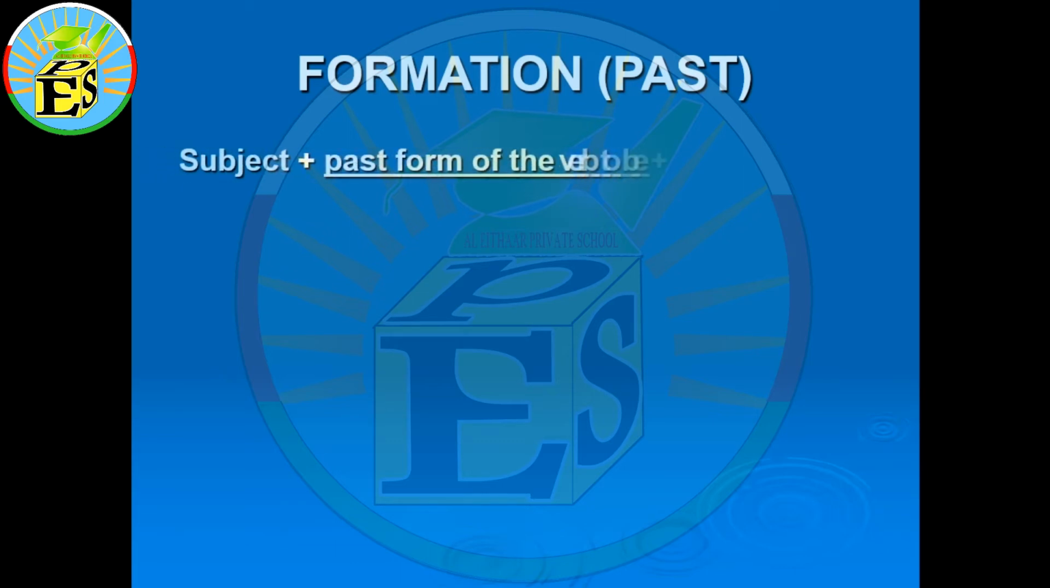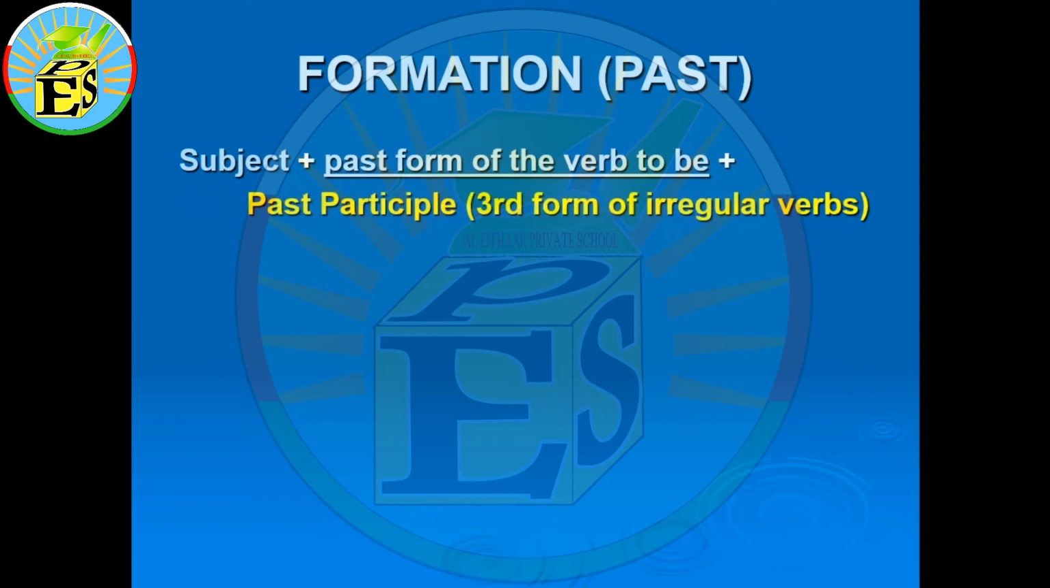In past simple, subject plus past form of the verb to be. Verb to be in the past: was or were. Was comes with I, he, she, it. Were comes with you, they, and we. Plus past participle. Past participle here is the third form of irregular verbs.